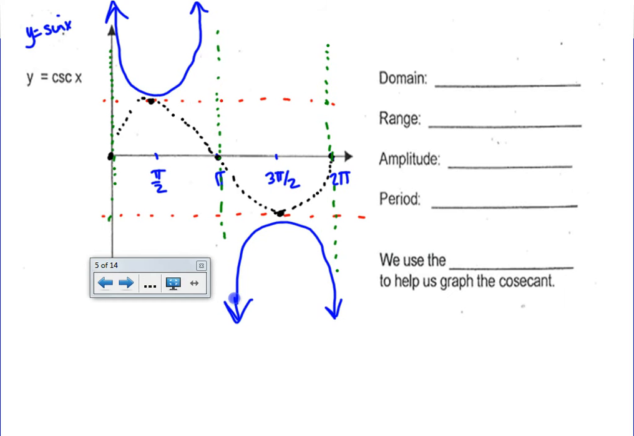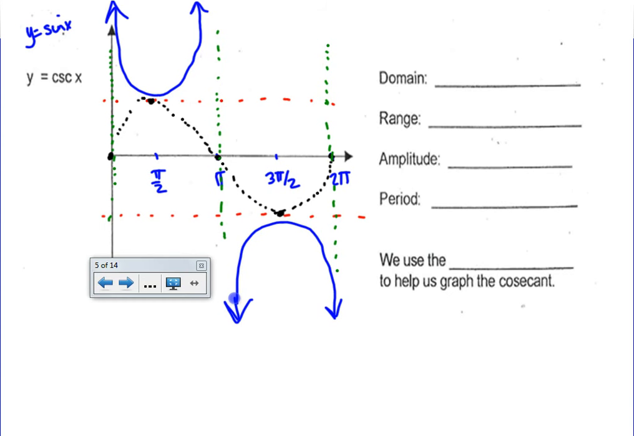Now, your window, if you did zoom trig, goes out to negative 2 pi. That's why you're seeing 4. Mine starts at 0. Domain is different now. Domain's very different.